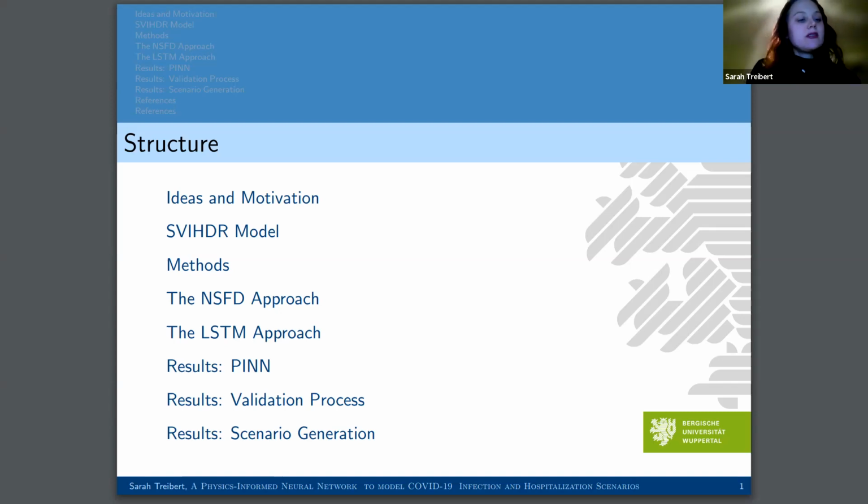And subsequently, the so-called non-standard finite difference scheme and long short-term memory techniques will briefly be explained because they will be used as well. The results section is subdivided into a parameter identification part via the PINN, meaning physics-informed neural network, a validation part, and a scenario generation or forecast part.